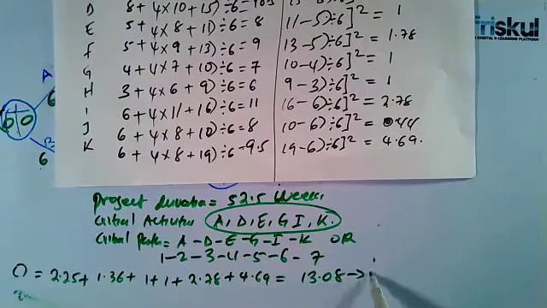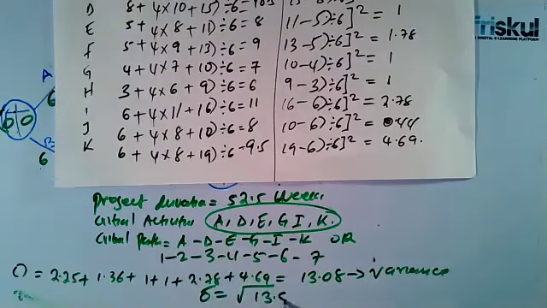Now, this is what we call the variance of the project. But the examiner wants the standard deviation. To get the standard deviation, you just take the square root of 13.08. So that means the standard deviation will be 3.62.